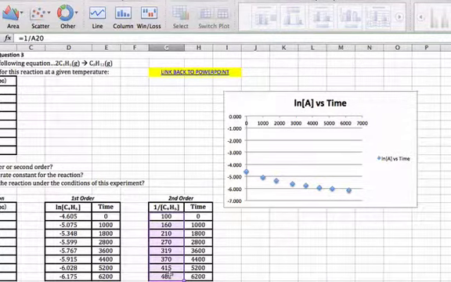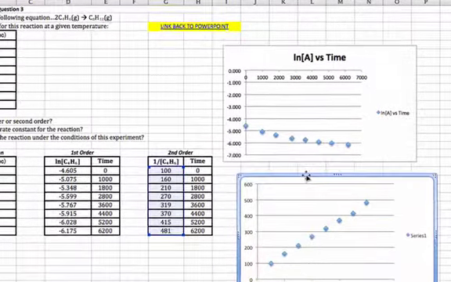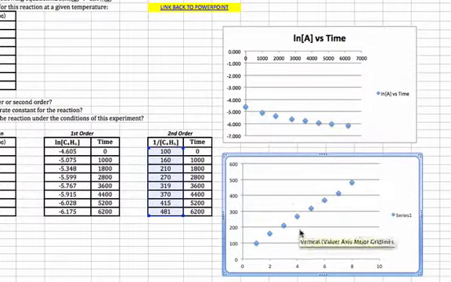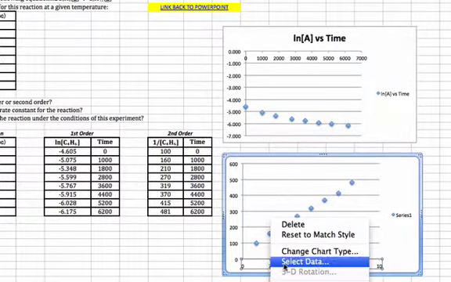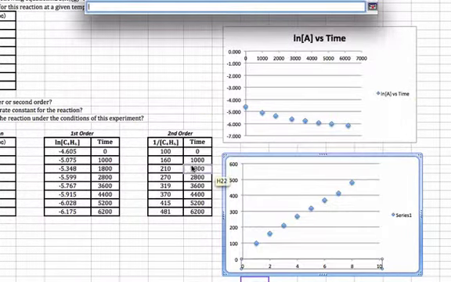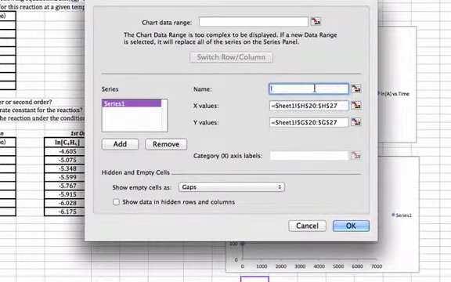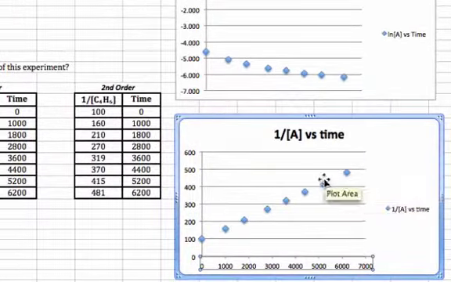So highlight again, scatter. This looks great. This is a straight line and this is what I wanted. So I have here my second order graph. Again, the time part didn't get carried in like I wanted it to, so I'm going to select it just like I did the other one. Highlight that. And I'm going to call this 1 over the concentration of A versus time. So I can tell by looking at this graph, this is a straight line, this is kind of curved.